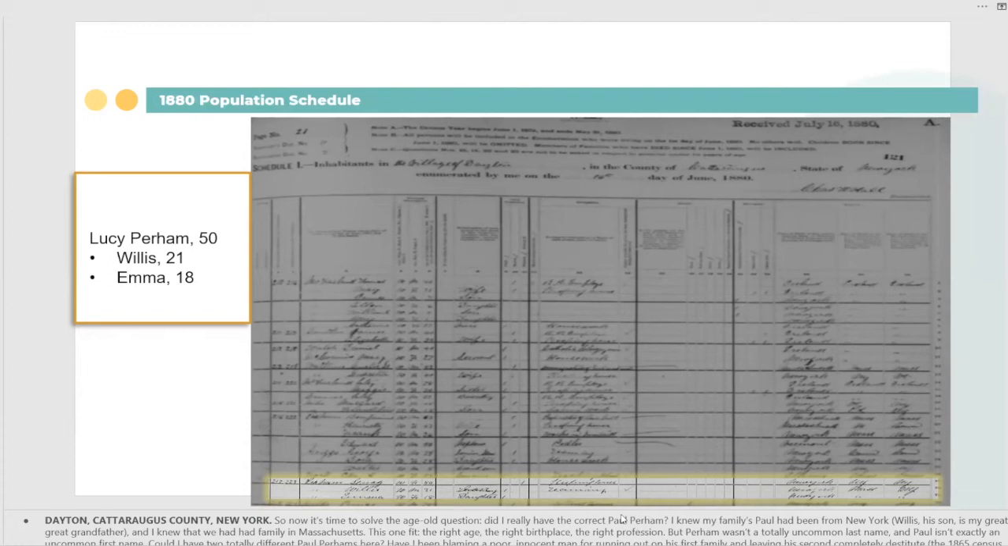But Parham wasn't an uncommon name, and of course, Paul is not either. So could I have had two different Paul Parhams here? Could I have been blaming an innocent man for running out on his first family and leaving his second completely destitute? Because I know that the 1865 New York State Census has his wife and children living in the poorhouse.